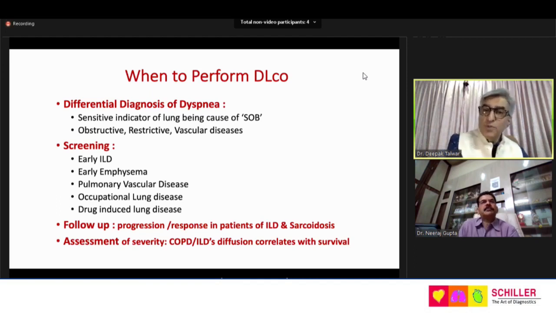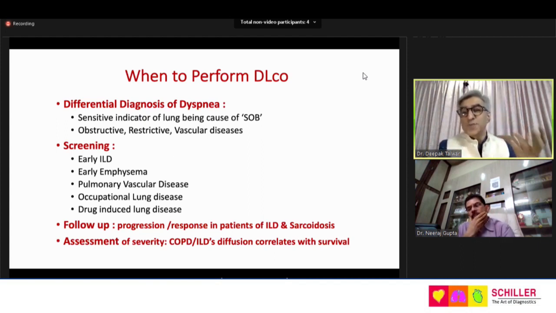So first and foremost, the reason to perform the diffusion capacity in clinical practice is when the patient comes with shortness of breath and you just do not know what is the cause of it. So you need to find out, even if the spirometry and the lung volumes are normal, whether the diffusion capacity is normal or not. So it is a sensitive indicator of finding out whether shortness of breath is because of lung or because of other causes of shortness of breath outside the lungs. So obstructive, restrictive, vascular diseases, a wide spectrum of lung diseases will affect the diffusion capacity, and that is why it is a sensitive screening tool for patients who are complaining of shortness of breath on exertion.